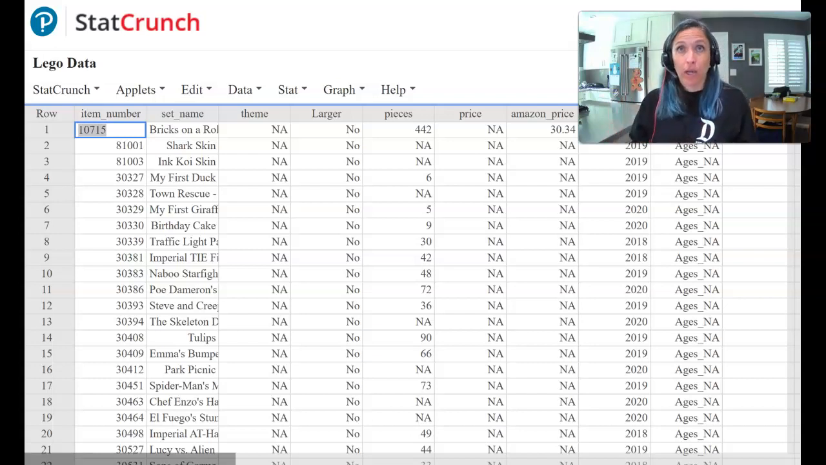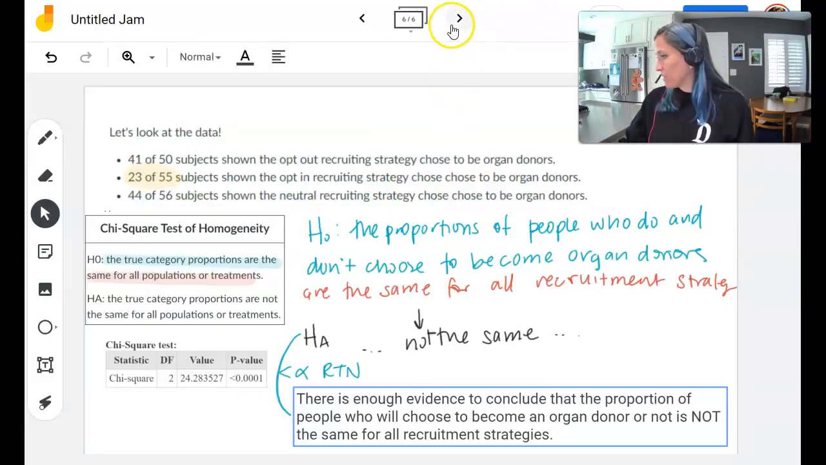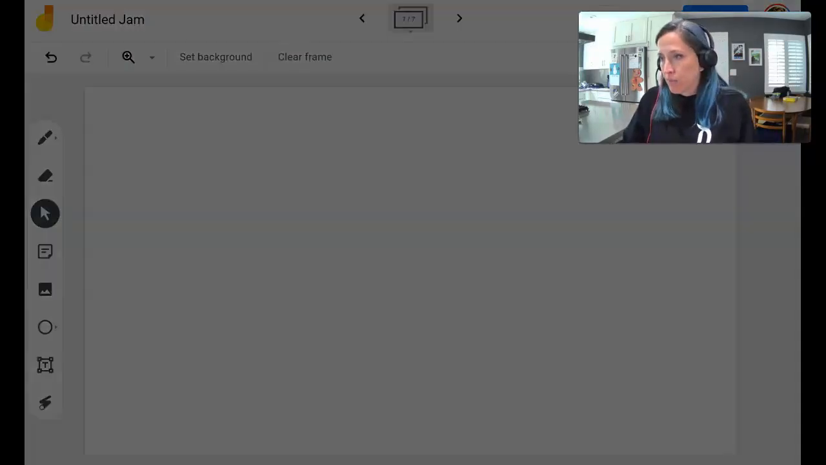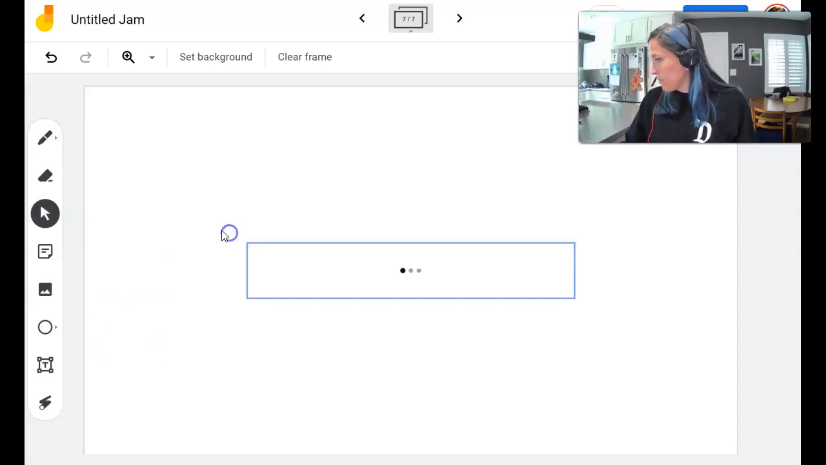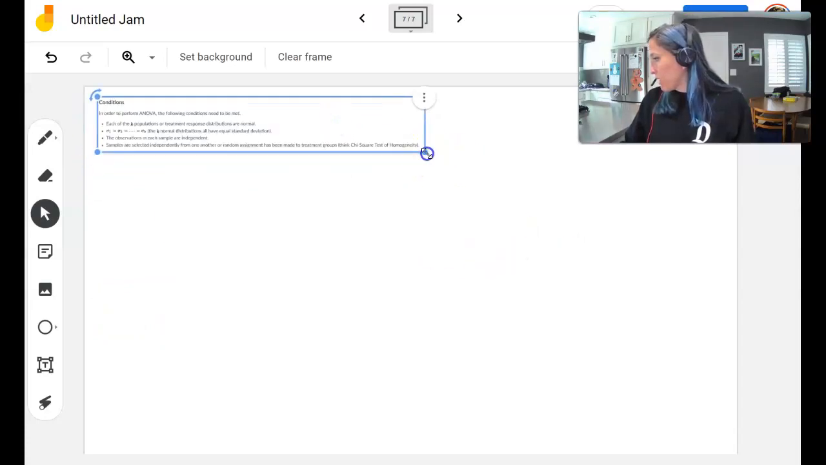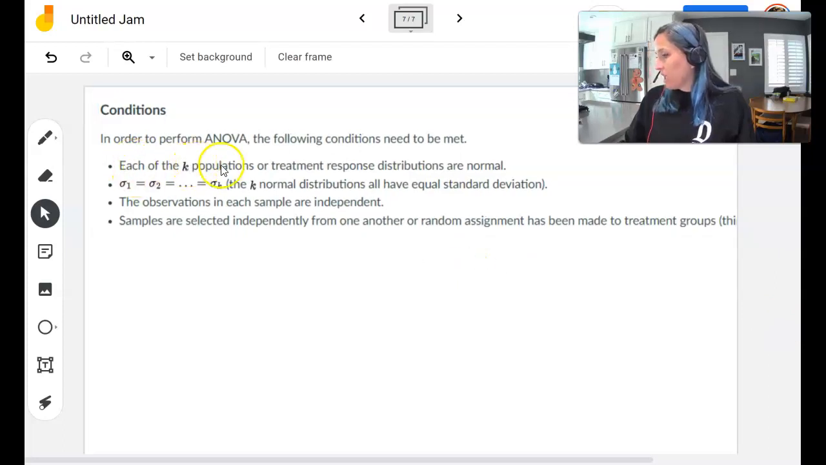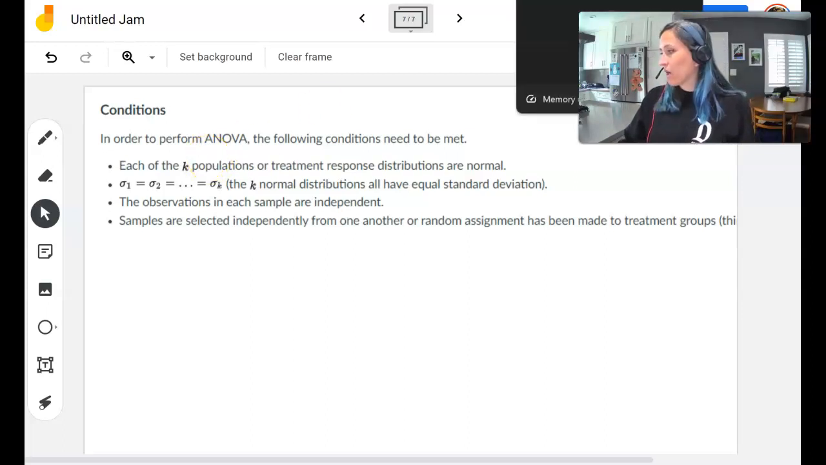If we're going to do a test, the first thing we should do is check our assumptions. So let's review what those assumptions were for ANOVA. In fact, let me get myself a new screen and bring those over so that we have them. Here are my conditions. I'm going to make them way bigger. All right. We need each of the K populations or treatment responses to be normally distributed. So when we're talking about this, our populations are going to be the different types of Lego sets, and we're going to look at price as our variable.